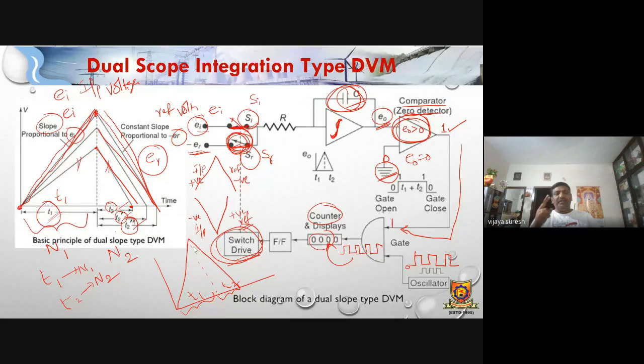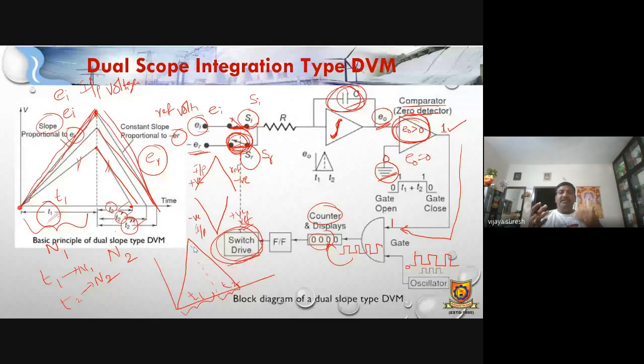Okay, if the input signal is connected to the minus reference, nothing but the negative reference value, then the capacitor will start discharging. This is the procedure we are using. In T1 time, N1 number of pulses will be counted by the counter. In T2 time, N2 number of pulses will be counted by the counter. T1 is the time for charging and T2 is the time for discharging.